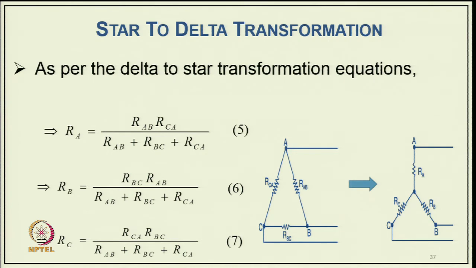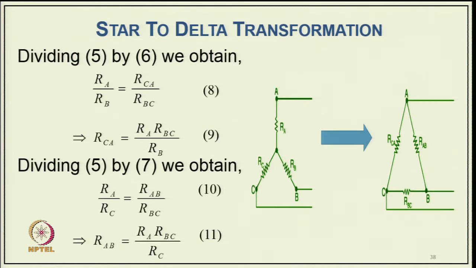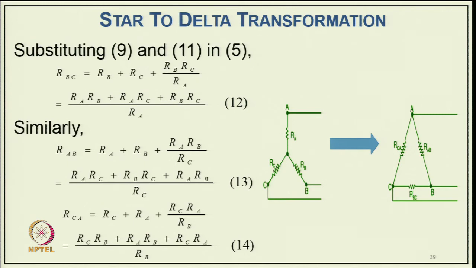Now, from these three equations only, we can make substitutions or modifications. By dividing 5 by 6, we get RA upon RB equal to RCA upon RBC. Similarly, from this RCA will be equal to RA into RBC upon RB, and again we can find from RAC, RA divided by RC equals RAB divided by RBC, and similarly RAB will be equal to RA into RBC divided by RC. Another equation we can now find is RBC, from equations 9 and 11 into 5.